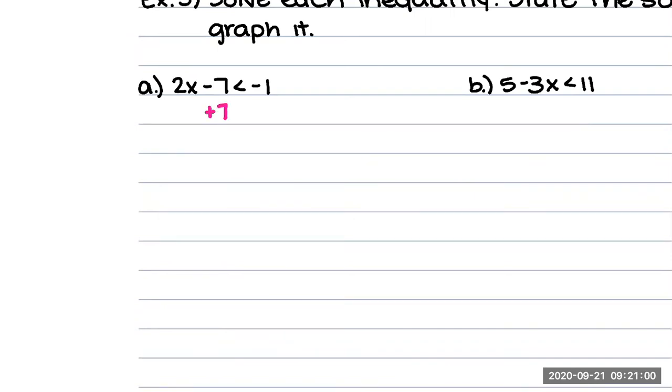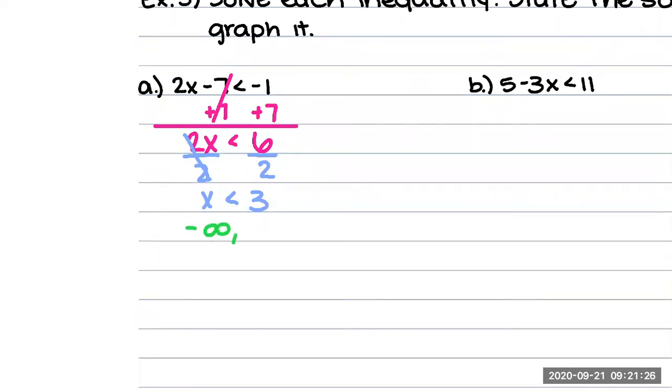In this case, we're going to add the 7 to each side. This is going to give us 2x is less than 6. From here, we can undo the multiplication by dividing the 2 on each side. So x is less than 3. If we were to put this into interval notation, this would just be x is less than, so that goes to negative infinity to 3, and then we would have parentheses on both of these.